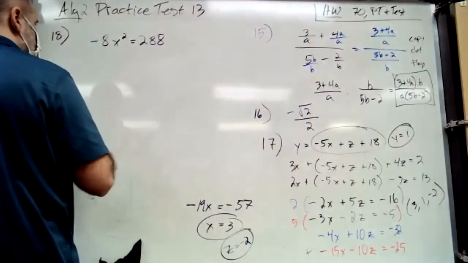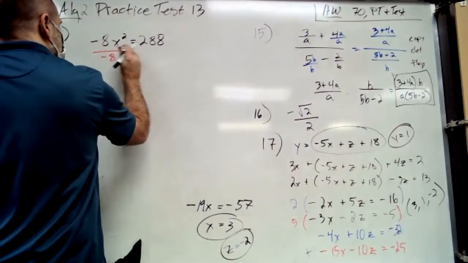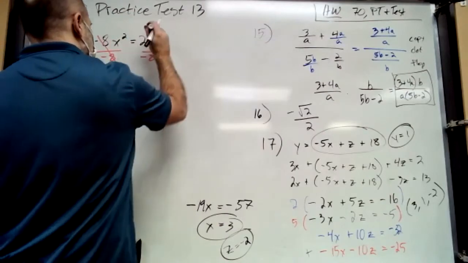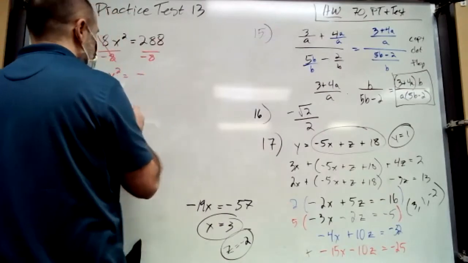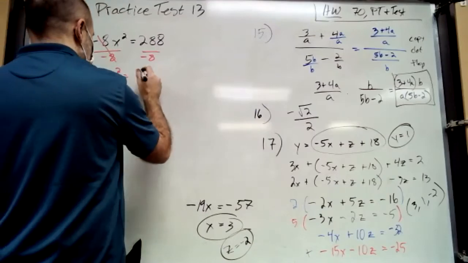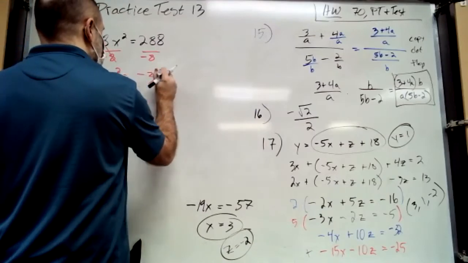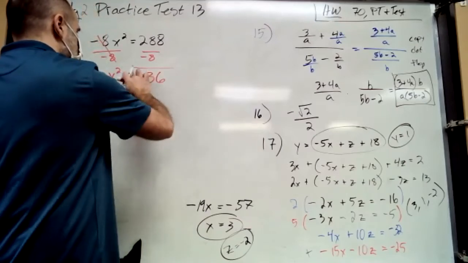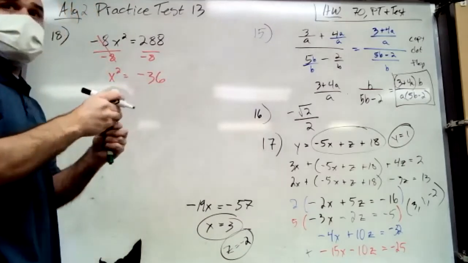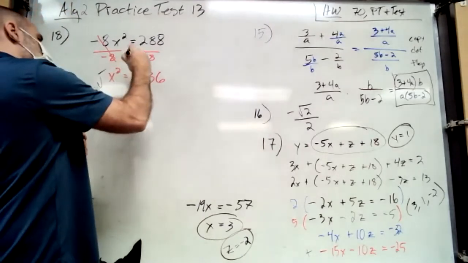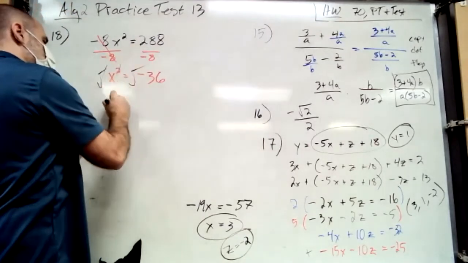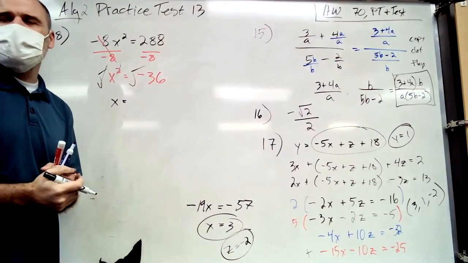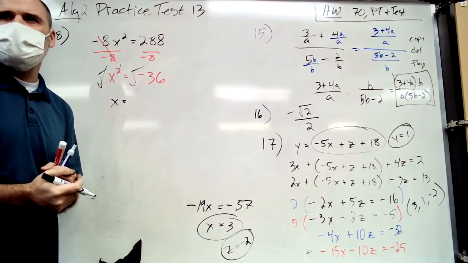Would you divide? Yeah, divide by -8 first, and then you're left with x squared equals a negative... let's see, that goes in 36 times. Oops, I'm not square rooting it yet. So now how do you get x by itself? Square root it. So x equals the square root of -36. So what's my answer?